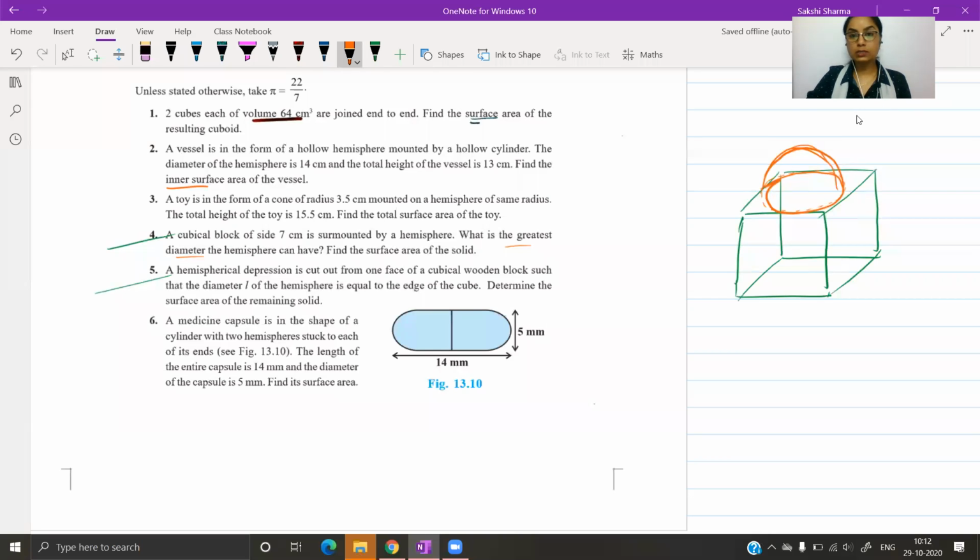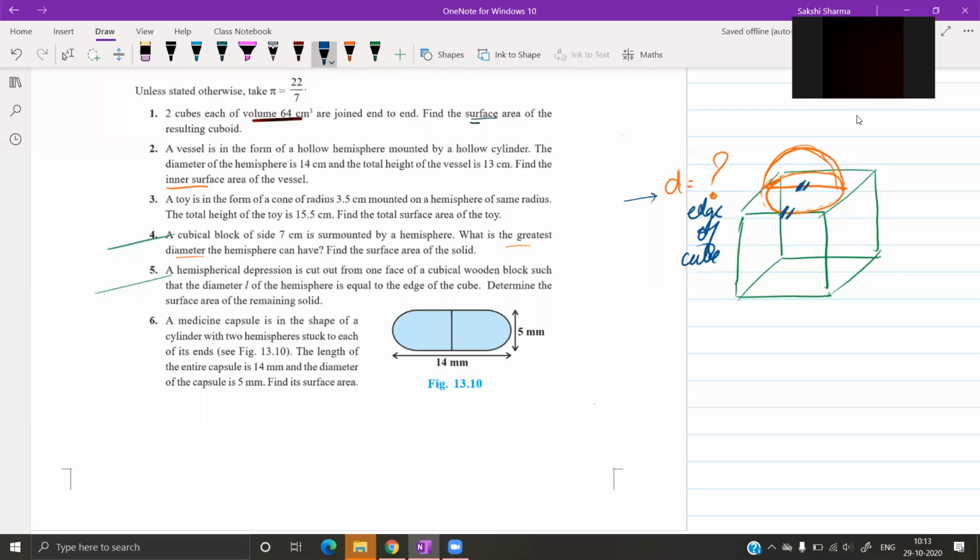The first thing they're asking is what is the diameter that it can have? The largest diameter, it will be the distance from one edge to the other edge. So what do you think will this be? This distance will match the length of the edge. Only then the hemisphere will have the greatest diameter possible. Does that make sense? Yes, ma'am. Once you have the diameter of the hemisphere, you will get the radius of the hemisphere.